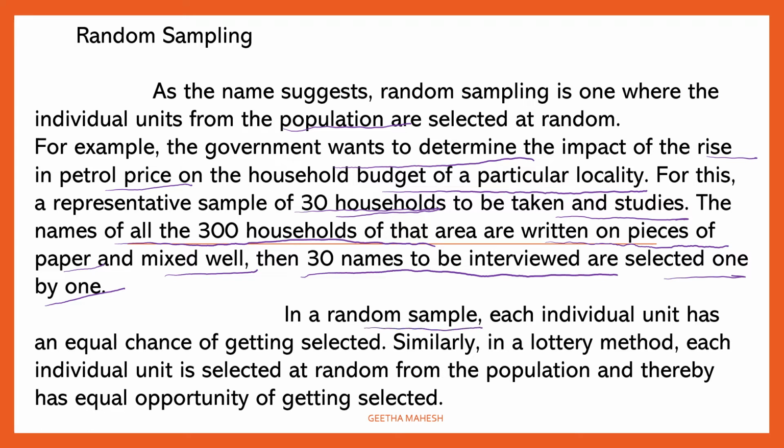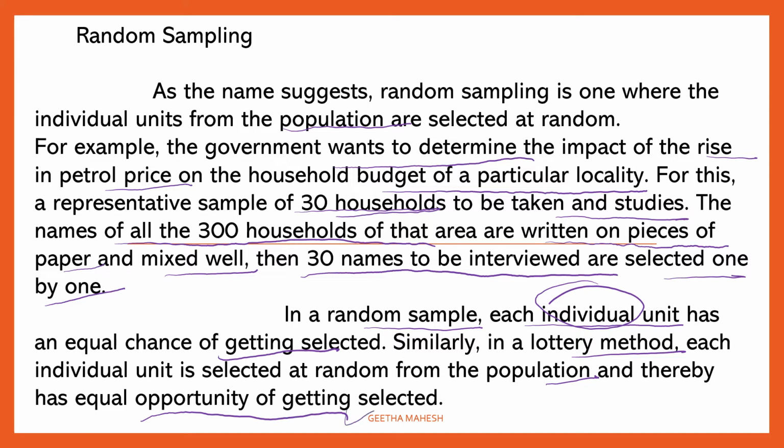In a random sample, each individual unit has an equal chance of being selected. Similarly, in a lottery method, each individual unit is selected at random from the population, thereby having an equal opportunity to get a chance.